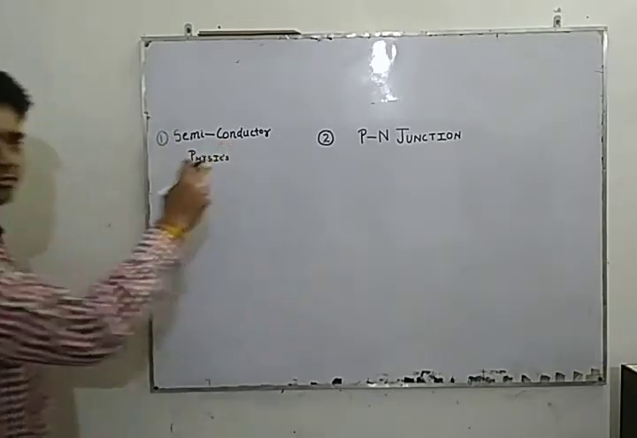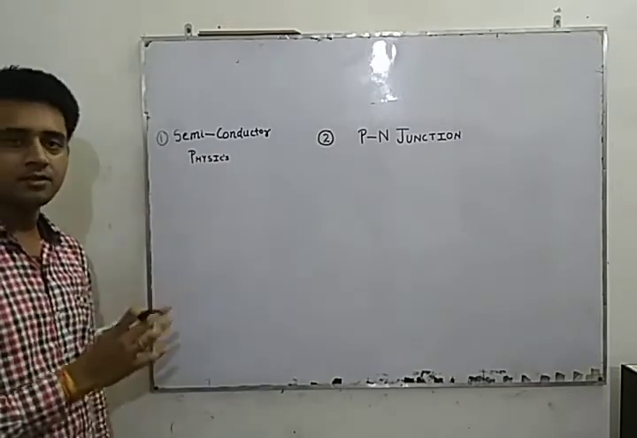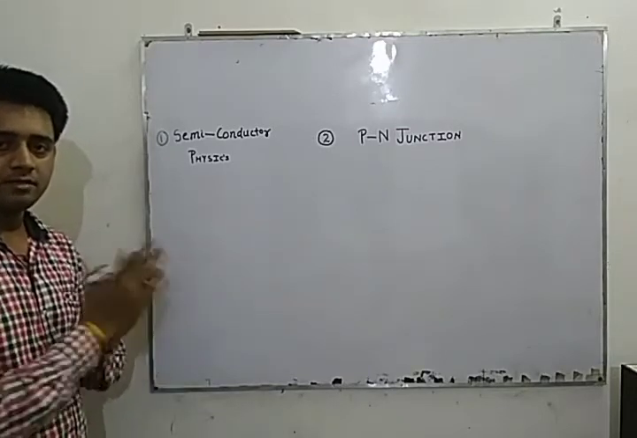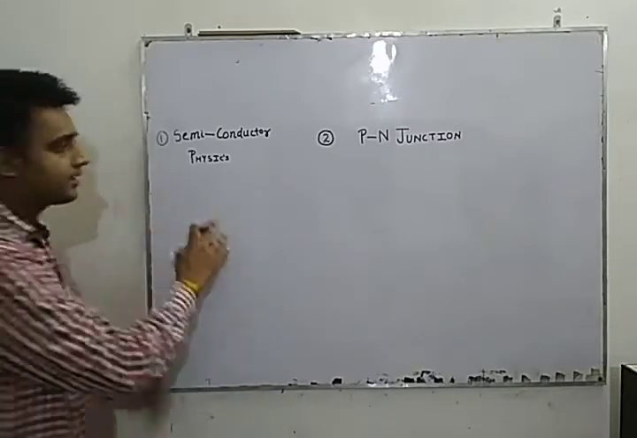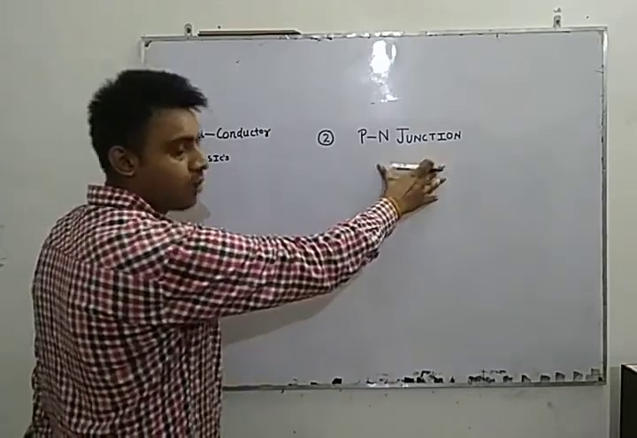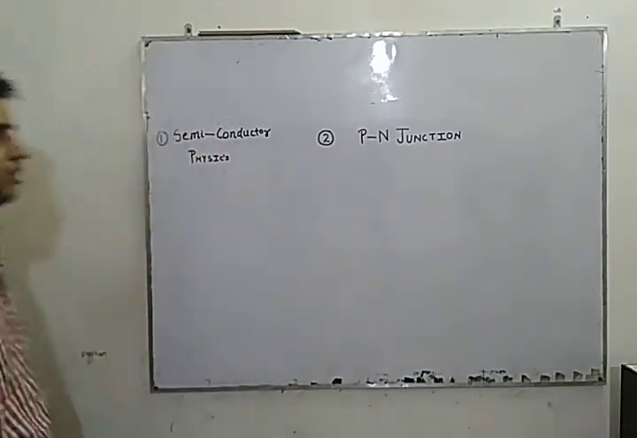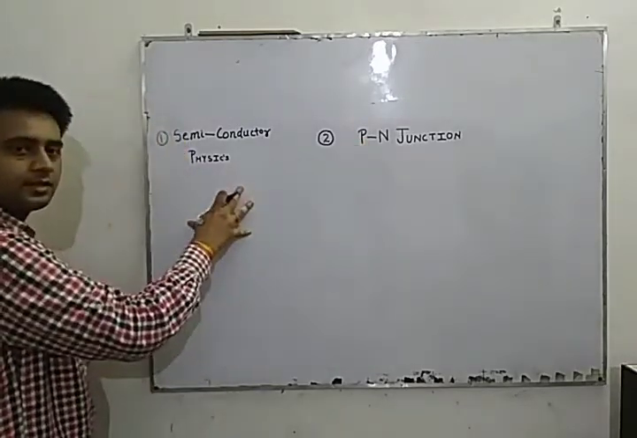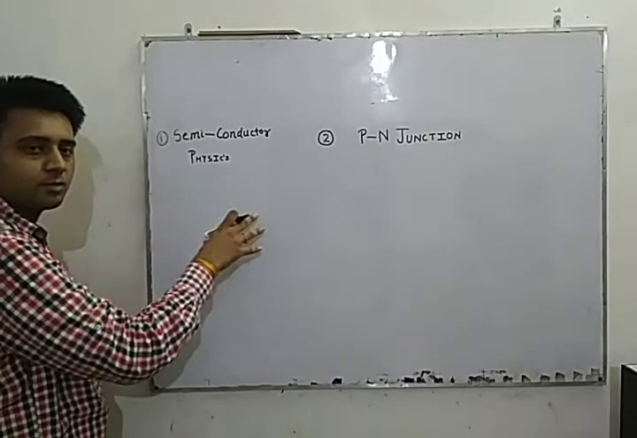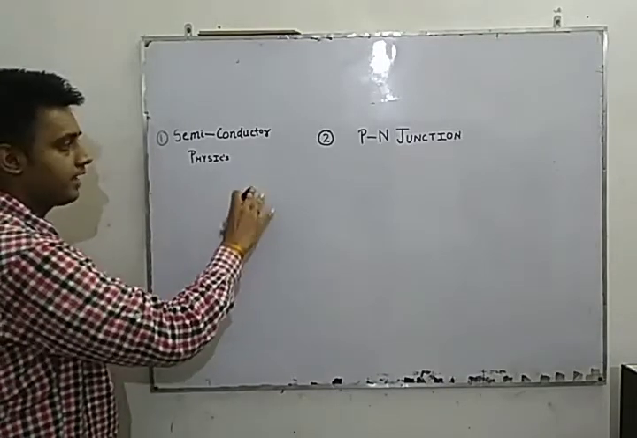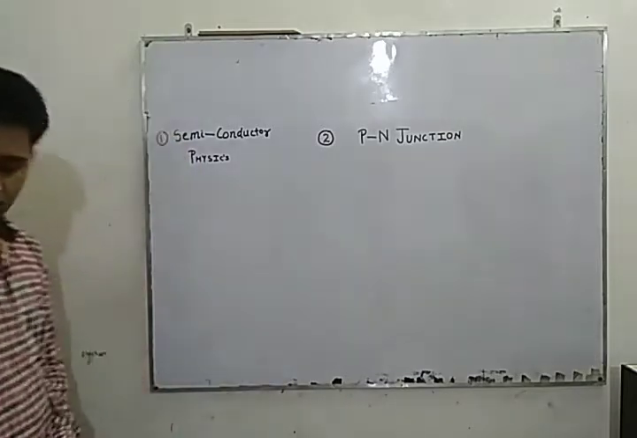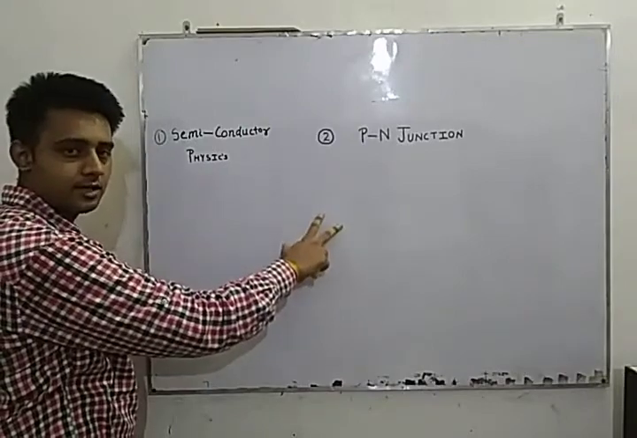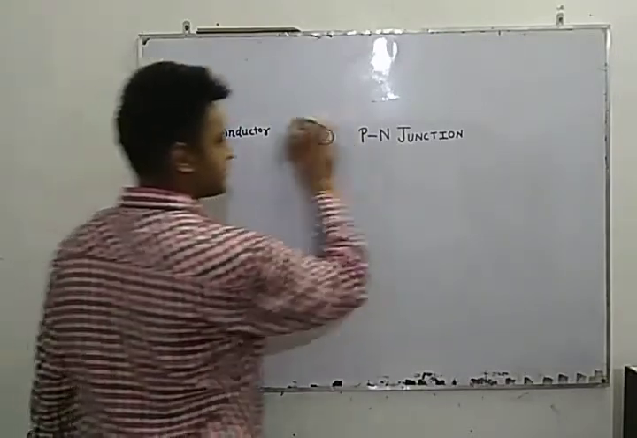As you can decode from the name, semiconductor means a thing which is between the conductor and insulator. That's why it is called a semiconductor. The second thing that we will study is the PN junction. But before going to the PN junction, we study the basic fundamentals, the basic postulates and the basic rules. So that's today's topic. Now let's go to semiconductor physics.